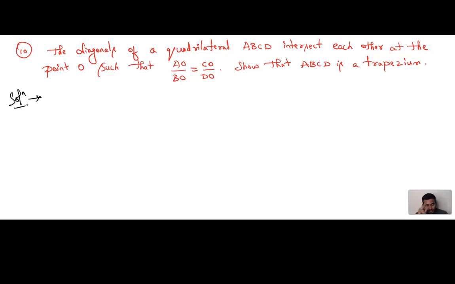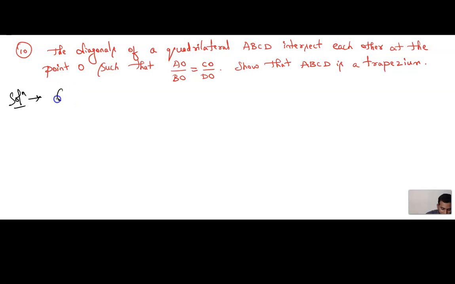If you meet the diagonals, they are intersecting each other at point O. And he has given the condition AO by BO is equal to CO by DO. This is the condition. Then we have to prove that the quadrilateral is a trapezium. It means the ABCD quadrilateral is a trapezium. That is what we need to prove in this problem. Am I right? Very good.